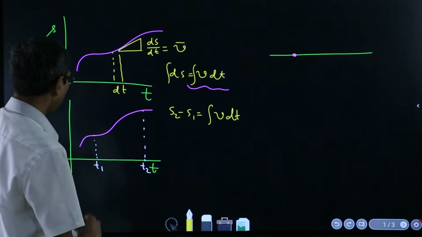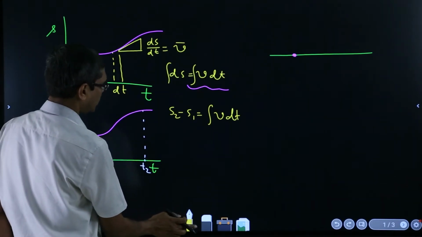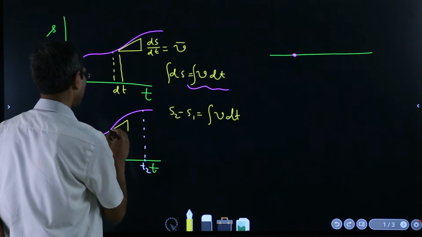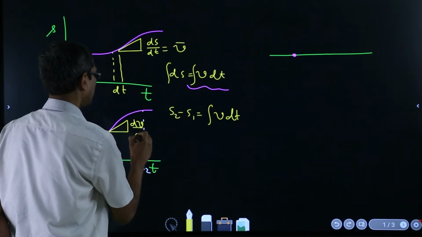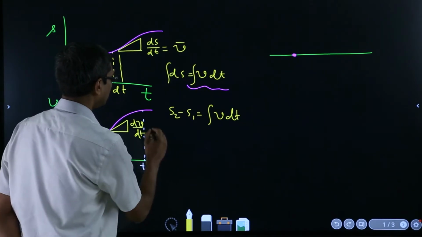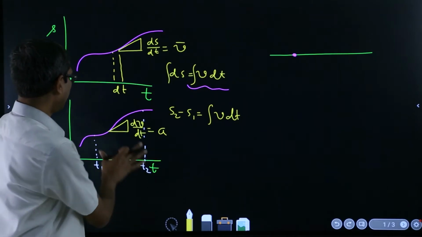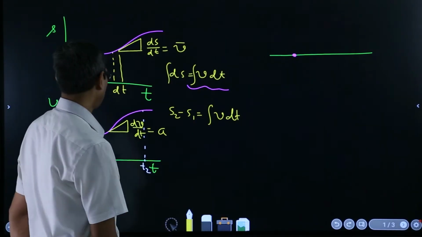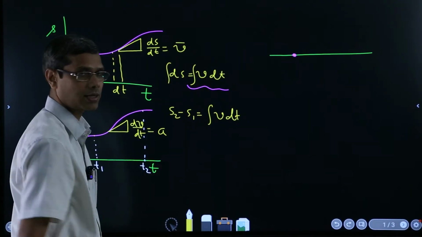Now this was about the area. You can also talk about the slope here, and this slope is nothing but dv upon dt, which is the acceleration. So the area under the vt curve gives us how much it has moved on the line, and the slope gives us the acceleration.